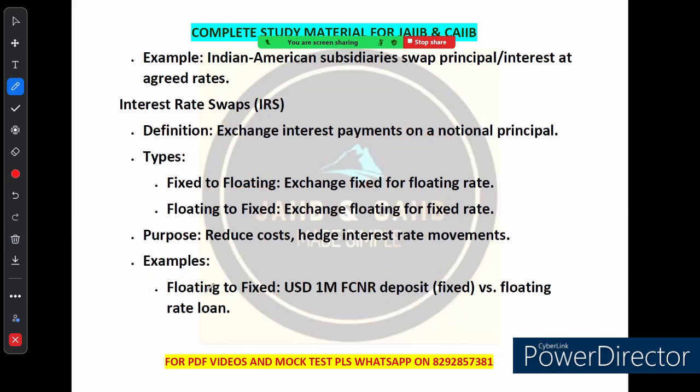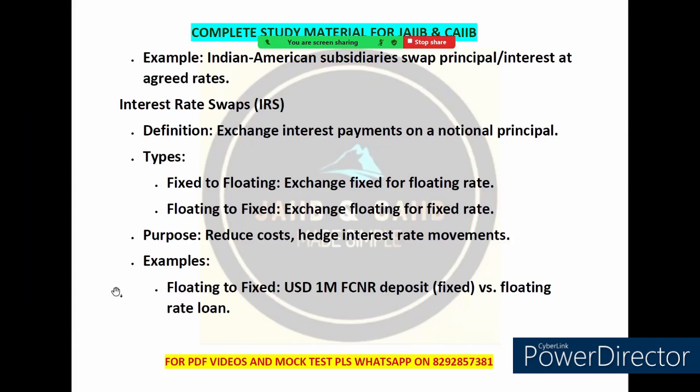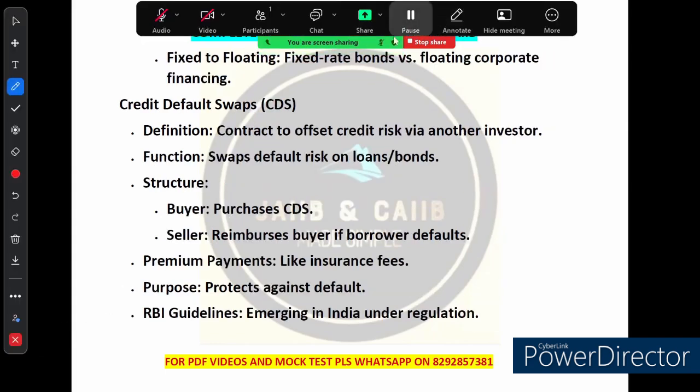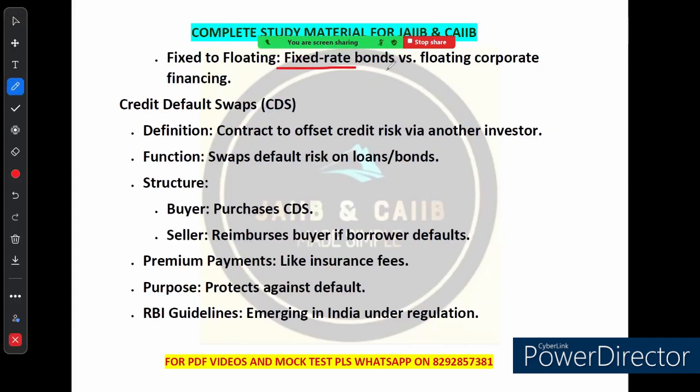So this is a type of floating to fixed, when I told you about exchanging floating for fixed, right? Now if we talk about fixed to floating, like a fixed rate bond versus floating corporate financing, our company might swap a fixed rate bond for floating rate corporate financing. So this is an example of fixed to floating.